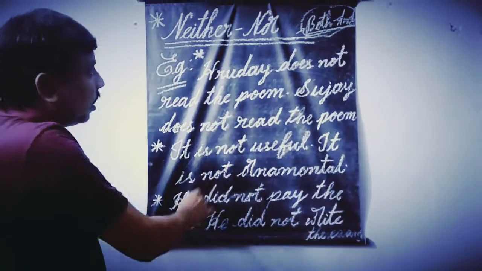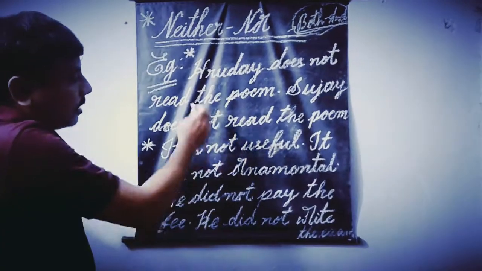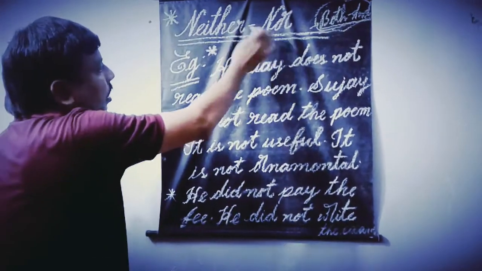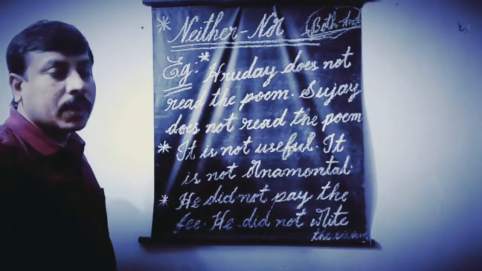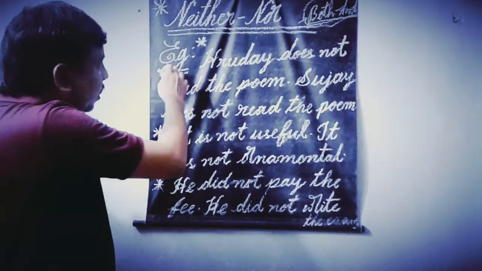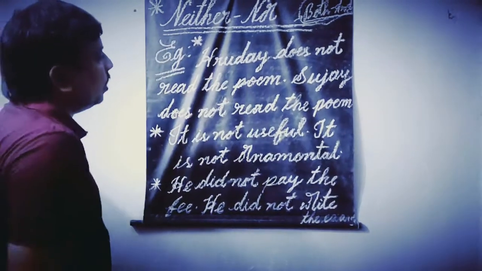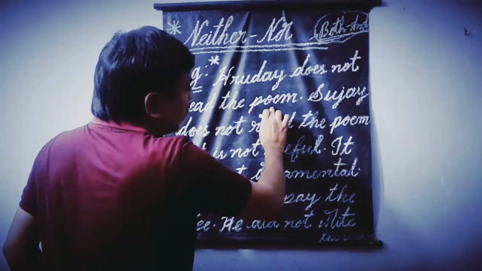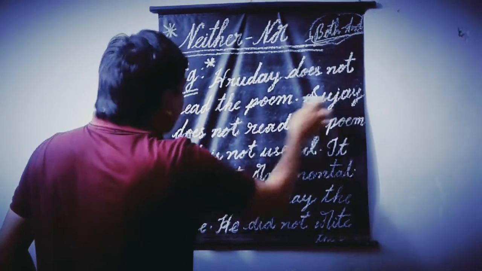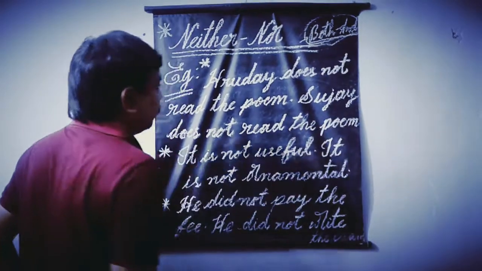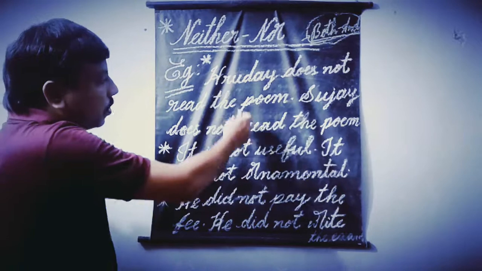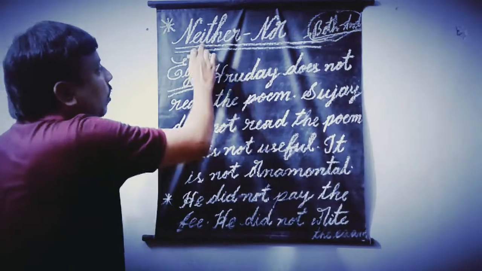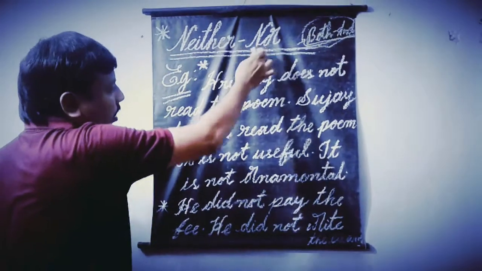Now let us see the rules according to the given examples which have been written on the board, by taking the correlative conjunction neither nor in order to join two events into one. Here, if you take the first question, Hruday does not read the poem. This is one event. And another event, Sujay does not read the poem. These two events are to be joined by using the correlative conjunction neither nor.